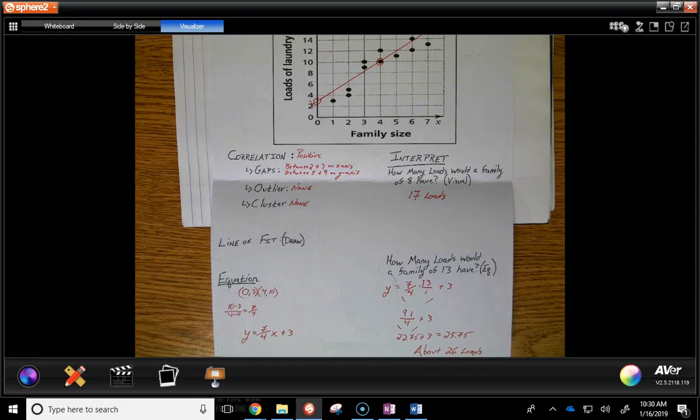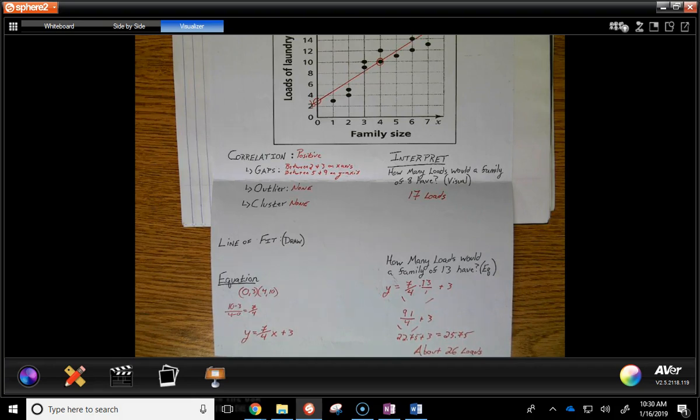So when they ask you a question, here's the biggest thing I can tell you. When they ask a question, and you have to answer what would this be based off your scatterplot, first ask yourself two things. Is this a visual, or do I have to use my equation? And what I mean by that is this first one. When we said, how many loads would a family of 8 have? So I'm going to look at my scatterplot and say, can I see where 8 is? Yes. So if you can, you follow that line to your line of fit. And wherever it crosses your line of fit, you find the other coordinate.